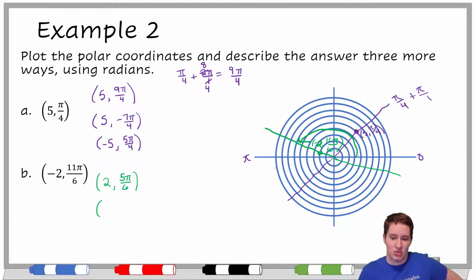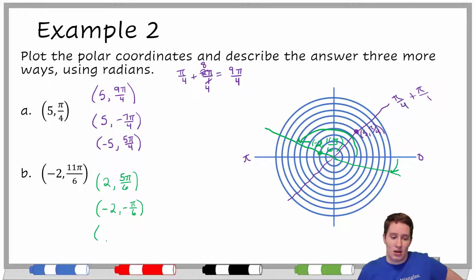We could use the negative angle to get here, because that's just negative pi over 6. So that would still be negative 2, because we have to go backwards along that line. But it'd be negative 2, negative pi over 6. And then for either one of these, or for 11 pi over 6, we could just add 2 pi and get the same thing.